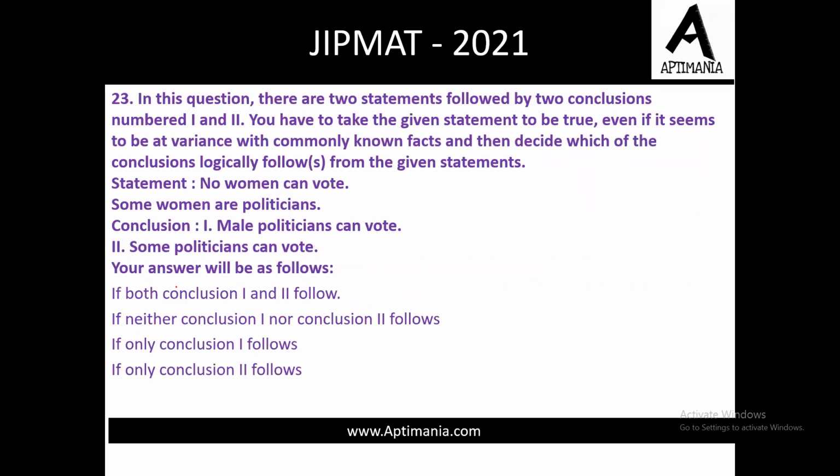Okay. In this question, there are two statements followed by two conclusions, numbered 1 and 2. You have to take the given statement to be true, even if it seems to be at variance with commonly known facts, and then decide whether the conclusion logically follows from the given statement. So basically, this is a question from syllogism.